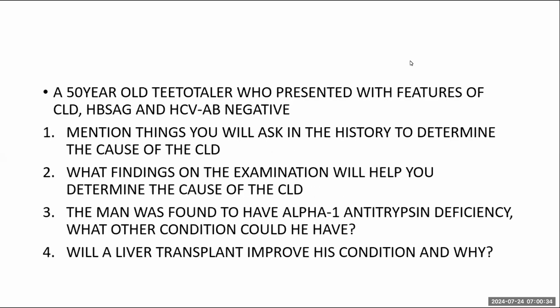Okay, so the question is, a 50-year-old teetotaler who presented with features of CLD. Hepatitis B surface antigen and hepatitis C antibody are negative. The first question is to mention things you ask in the history to determine the cause of the CLD. Second, what findings on the examination will help you determine the cause of the CLD? The third question, the man was found to have alpha-1 antitrypsin deficiency. What other condition could he have? Will a liver transplant improve his condition and why?